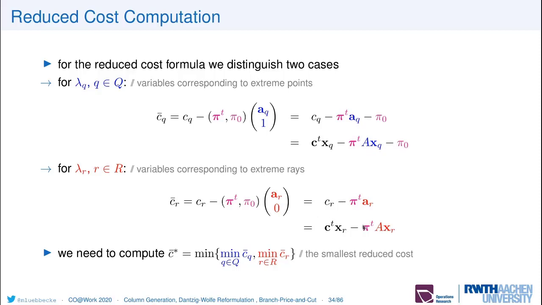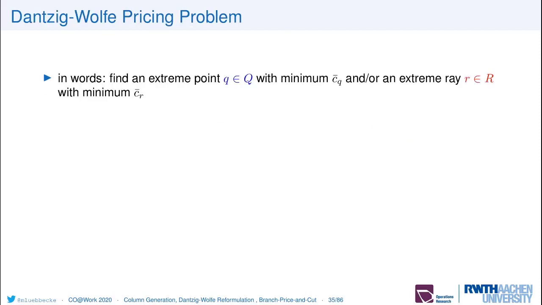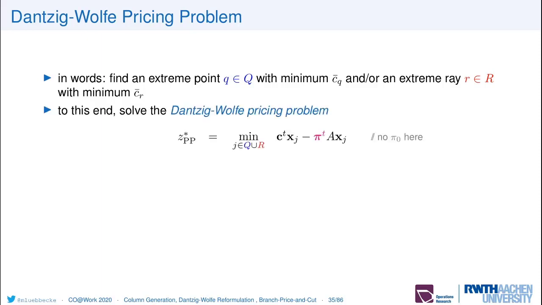And in the same way, I have the reduced cost of an extreme ray. The only thing is, because the variables of the extreme rays do not appear in the convexity constraint, they have a 0 in the convexity constraint. That's the only difference. Okay, so I can compute reduced cost for the extreme points and the extreme rays, and I'm looking for one of them which has smallest reduced cost. Complete enumeration is completely out of the question. So what we should do is find an optimization problem which gives us as a solution an extreme point or an extreme ray of smallest reduced cost.